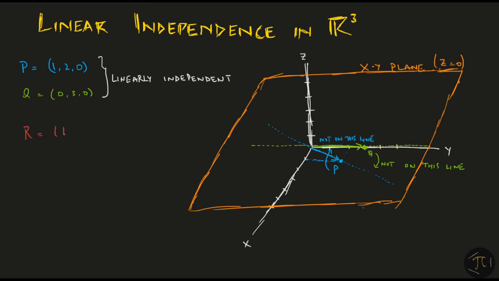r equal to (1, 5, 0). Now let's check if p, q and r are linearly independent or not. There are several ways to do this, and we will learn some faster methods in later videos. But for now, let's check if r lies in the plane spanned by p and q, that is the xy plane. r's z component is 0, so it must be in the xy plane. So these three vectors are in fact linearly dependent. At least one of them is contained in the span of the rest.